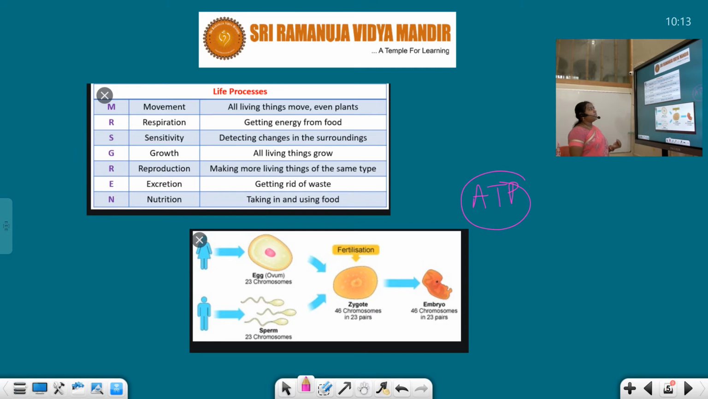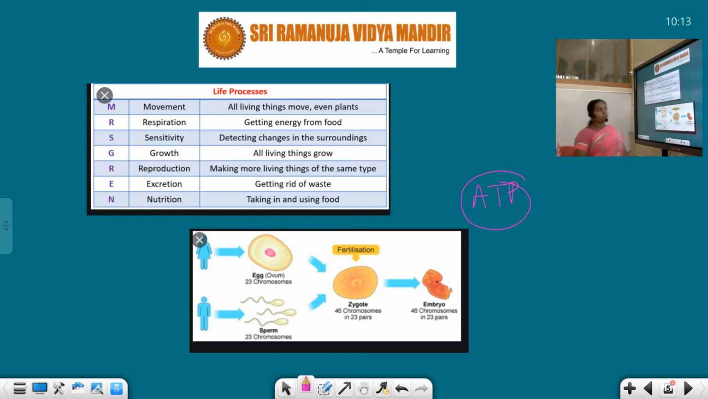And reproduction means making more living things of the same type. So here the dog is there. A dog is going to give a dog only, a baby dog only. It won't give a cat, right? So reproduction means making more living things of the same type. That means continuation of the generations.